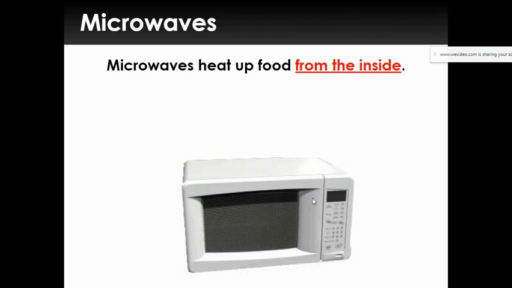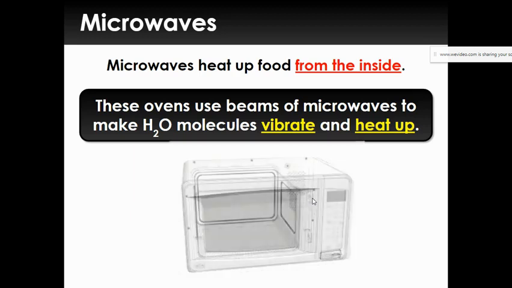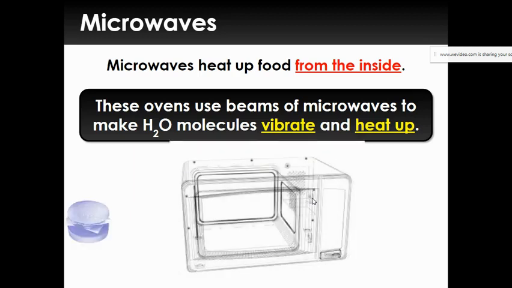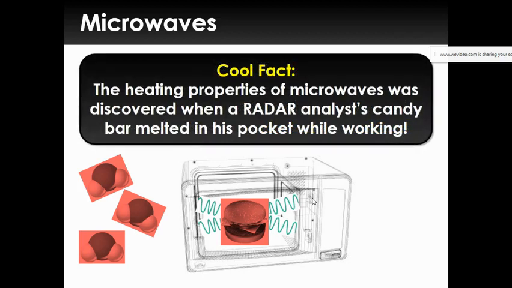Microwaves heat up food from the inside. What happens is the microwaves actually cause the water molecules in the food to vibrate, and that causes friction and causes them to heat up. The heating properties of microwaves was discovered when a radar analyst's candy bar melted in his pocket while working.